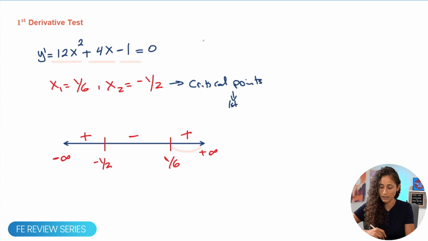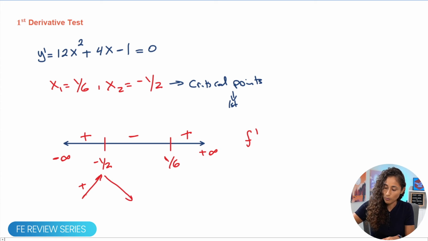So what does this mean? Remember, this represents the first derivative. Now, if you guys remember from calculus, the derivative is the slope of the tangent line of the original function. So that means here we're going to have a positive slope, and then here we're going to have negative because it goes from positive to negative. And then here we're going to have negative, and then it's going to go back to positive.